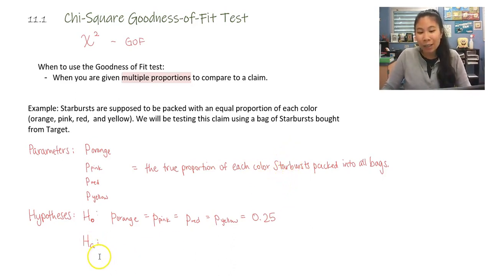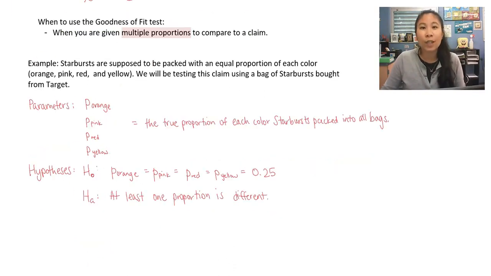Okay. Then our alternative hypothesis, since we are testing in our null hypothesis whether all of them equal each other or all of them equal 0.25, we just want to see if the null hypothesis is not true. For the null hypothesis to be not true, any one of those proportions could be not 0.25, and then the alternative hypothesis would be true. So I could say something like at least one proportion is different. Because when I say is different, that just means it's not 0.25.